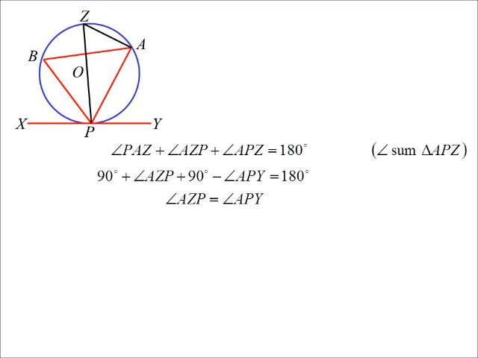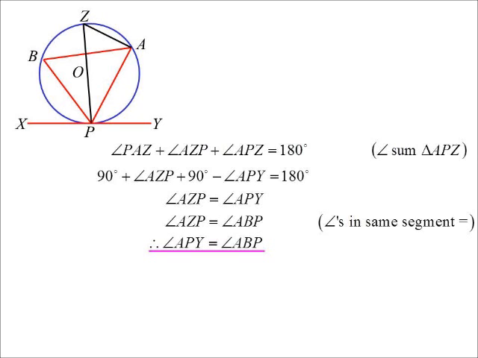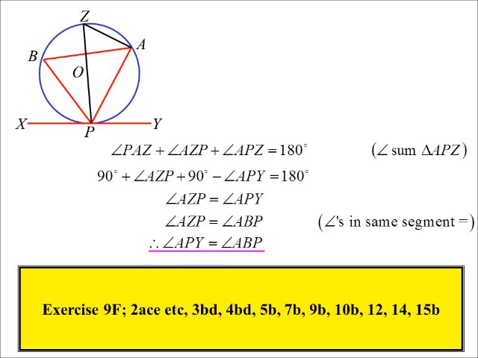Not quite what we were going to prove. So just a couple more steps and we'll be there. Because I can also say, well, AZP would be the same as ABP. Their angles in the same segment. So now I can complete my proof and say, okay, well, APY then must be equal to ABP. Okay, so 9F, you'll find a lot of these will use alternate segment theorem.